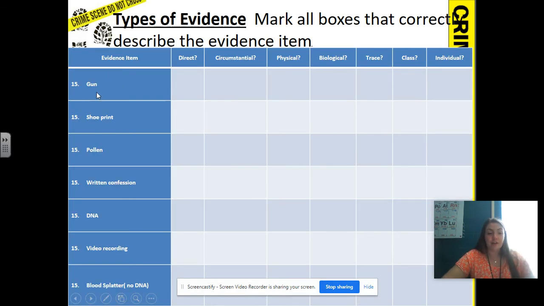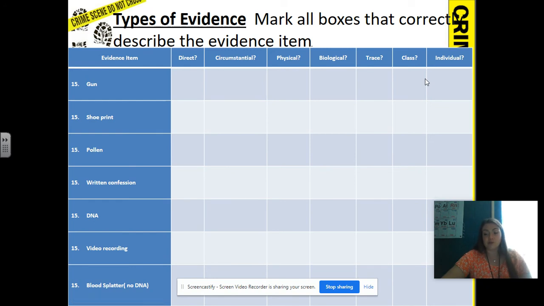So if I find a gun at the crime scene, is that direct or circumstantial? That'd be circumstantial evidence. Is it physical or biological? It's physical because it's not from a biological source. Trace? Nope, a gun isn't small. Class versus individual? Could be either. I'd have to give you more information.